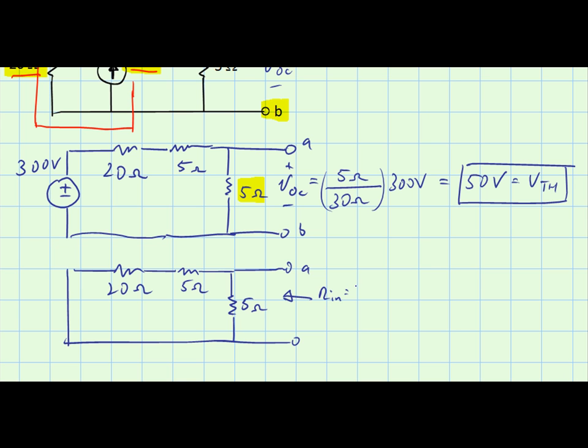So if we determine the resistance between A and B, we have 25 in parallel with 5, which is 25 times 5 over 25 plus 5, or 125 over 30. So R Thevenin is 4.17 ohms.